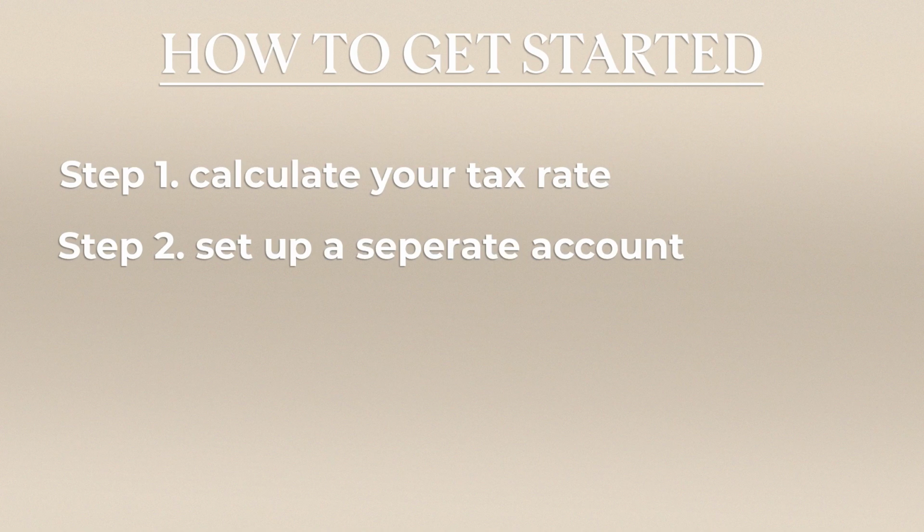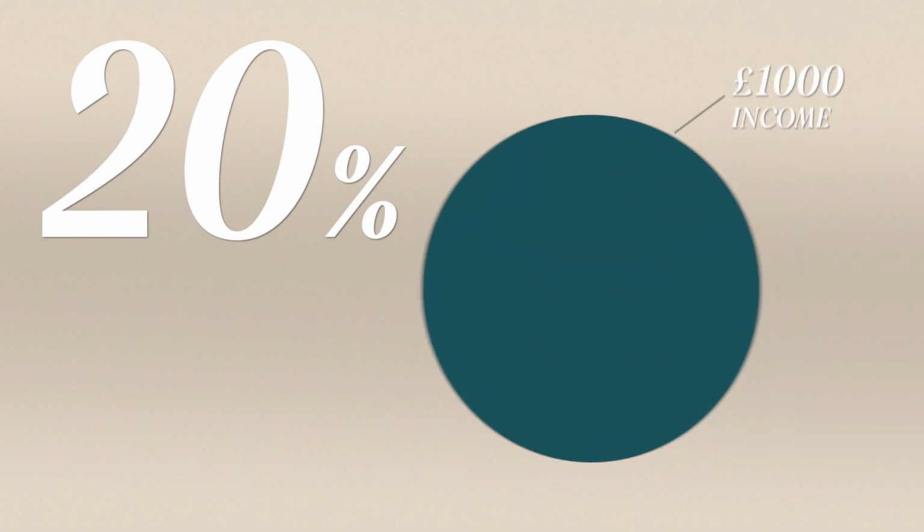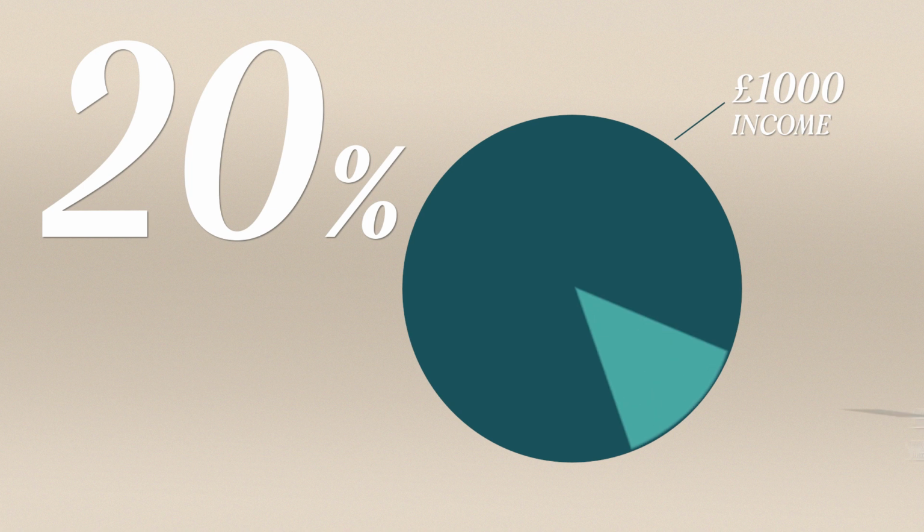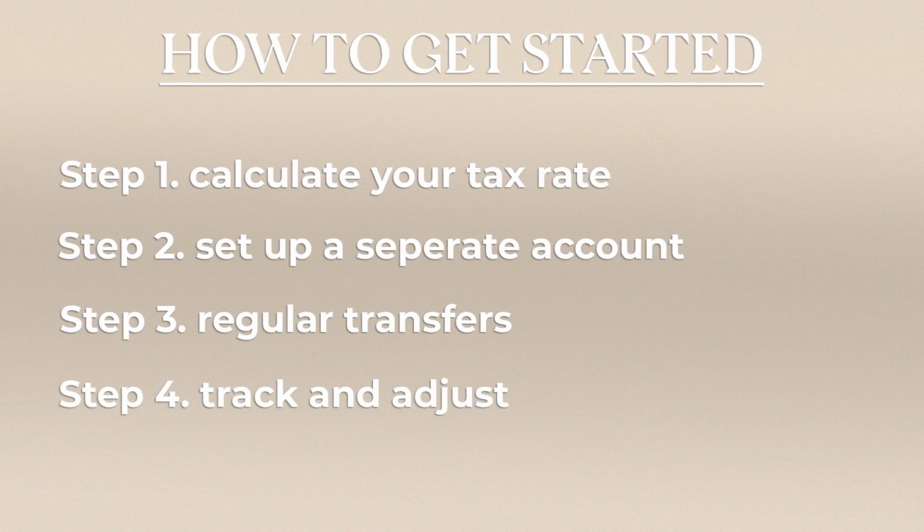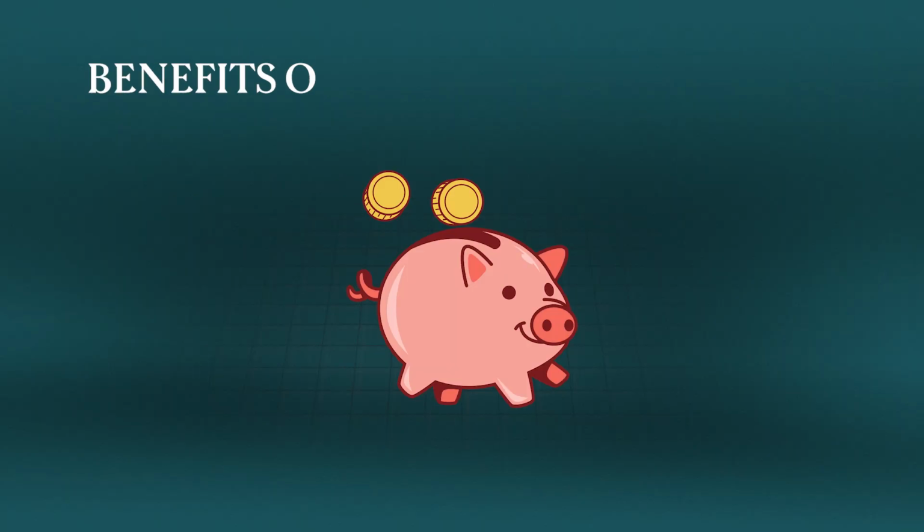Every time you receive income, transfer the calculated percentage into your tax account. For instance, if you decide to set aside 20%, then for every £1,000 that you earn, move £200 into your tax pot. Regularly review your tax pot to ensure you're setting aside enough. Adjust the amounts based on the business's performance, any changes in tax laws, etc. So when a new budget comes out, you may need to do some tweaks here.